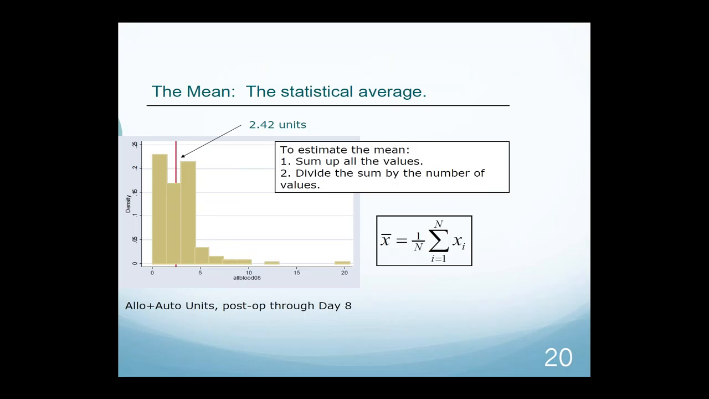Besides skewness, we also have the mean as a descriptive statistic. So this is a statistical average. For this data, our mean is 2.42 units. To estimate the mean, we sum up all the values, and then we divide the sum by the number of values, which would be our sample size in this case, right? And our mean here is 2.42 units.